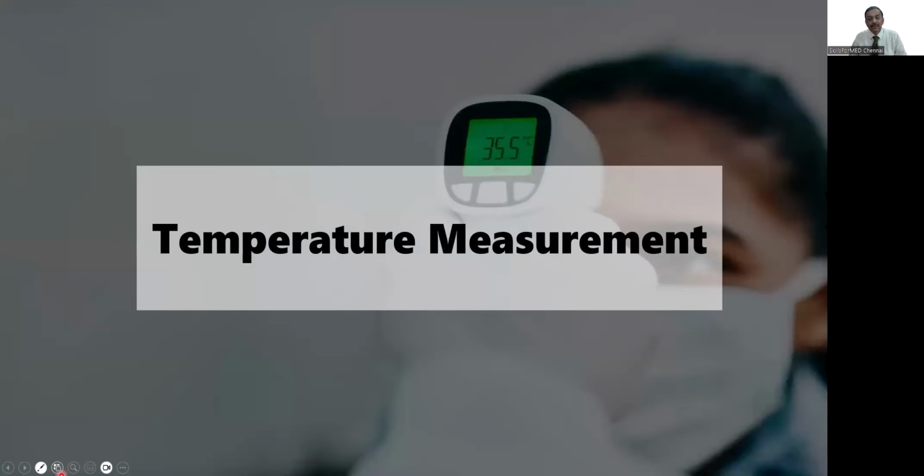If you're doing it with a pulse oximeter, make sure you know about the equipment problems which can creep in and avoid them. So that's about the pulse rate measurement. Next, let us go into temperature measurement.